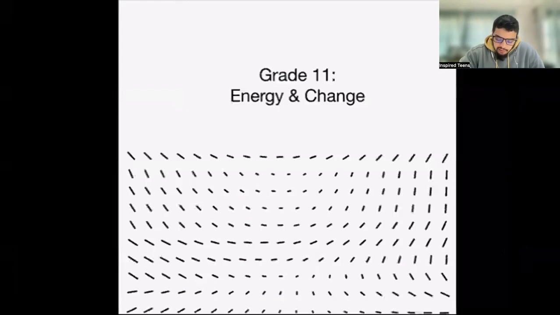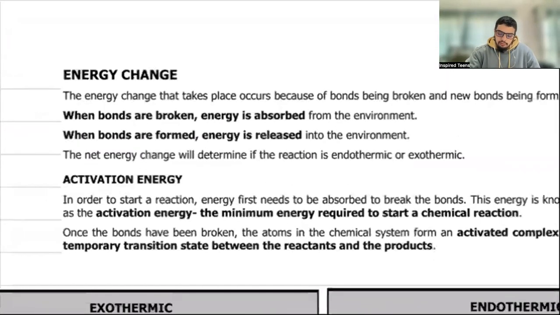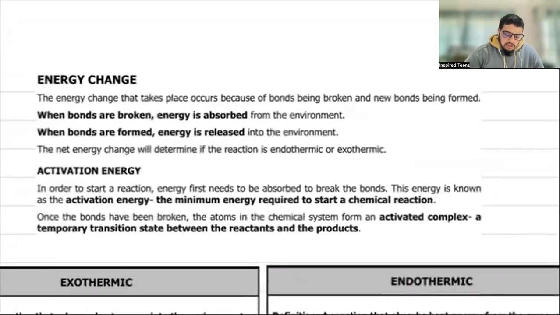Grade 11 energy and change. The first thing we can discuss is energy change itself. The energy change that takes place occurs because of bonds being broken and new bonds being formed. When bonds are broken, energy is absorbed from the environment. When bonds are formed, energy is released into the environment. The net energy change will determine if the reaction is endothermic or exothermic.